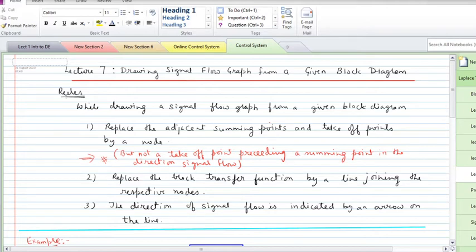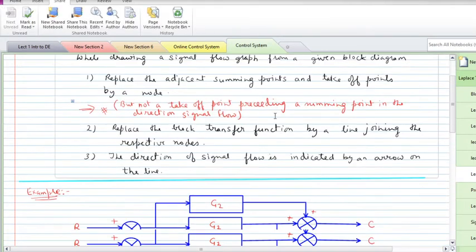The condition is that you cannot replace a takeoff point preceding the summing point in the direction of signal flow. Replace the block transfer function by a line joining the respective nodes, and the direction of signal flow is indicated by an arrow on the line. Okay, take an example.